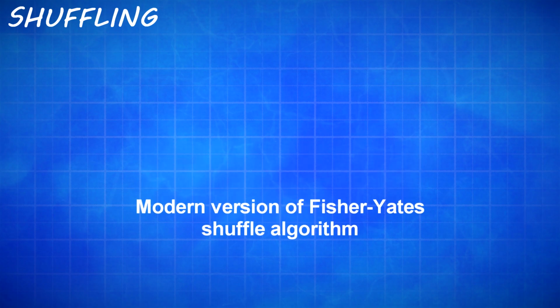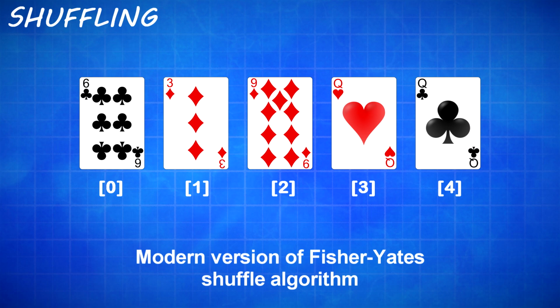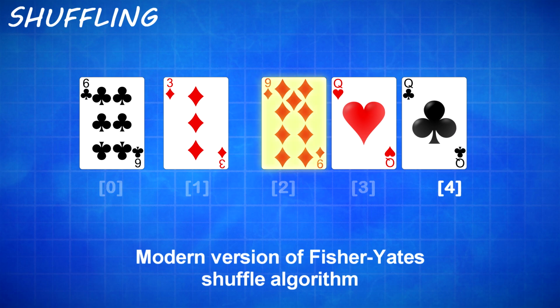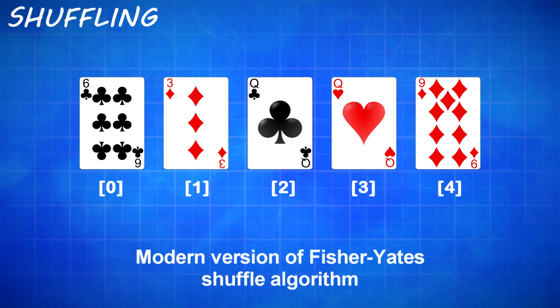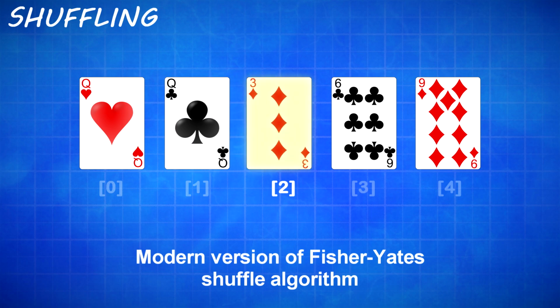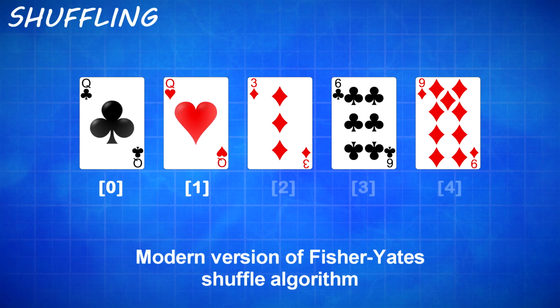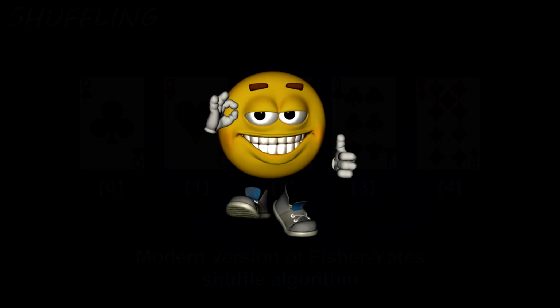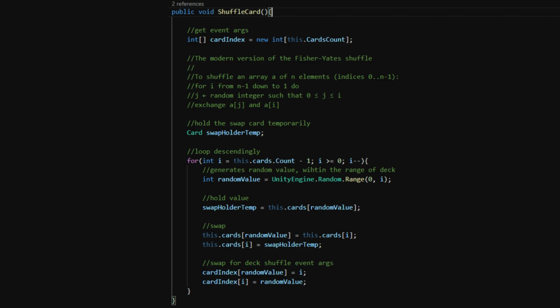So basically, let's say you have 5 cards. I select one random card from the range 0 to 3 and swap it with the last card. Then I select one random card from the range 0 to 2 and swap it with the card of index 3. Then I select one random card from the range 0 to 1 and swap it with the card of index 2. Finally, since there are only 2 cards left, we just swap them. So there you go, we have a shuffled deck. And here's the code for the algorithm.